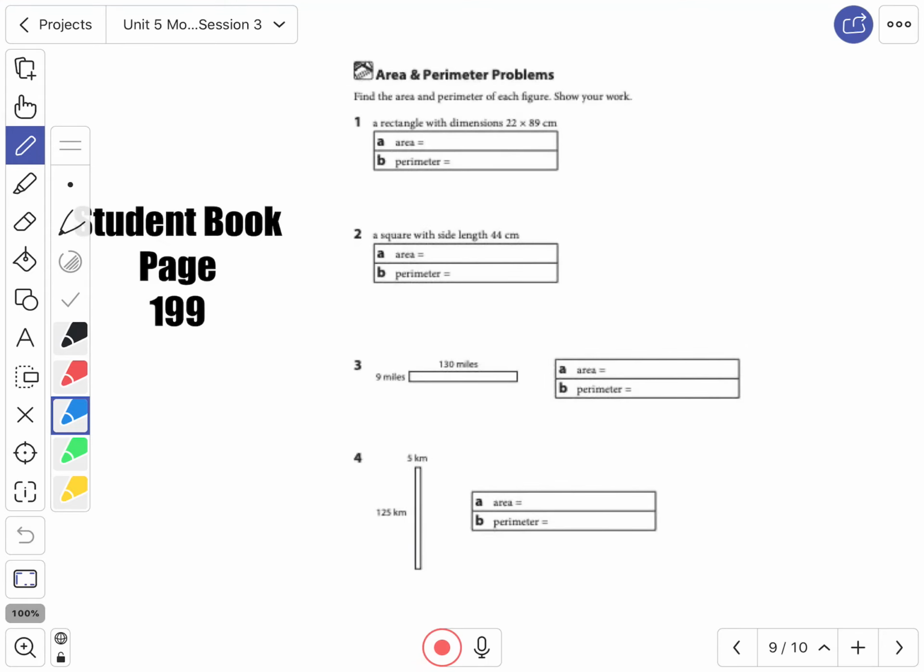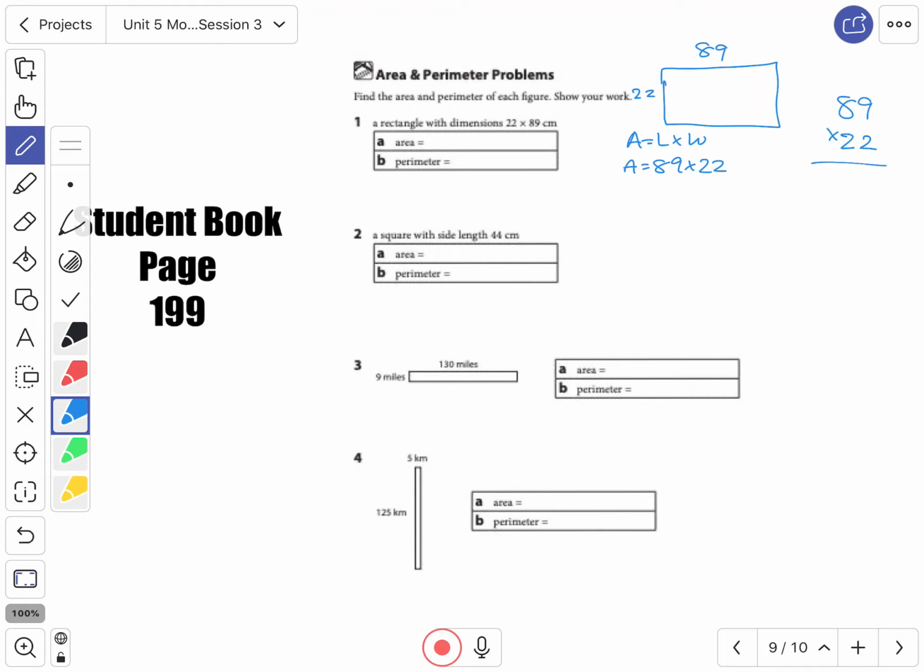And then for student book page 199, so I know there's a lot of student book pages here. I'm going to do the first one with you. A rectangle with dimensions of 22 times 89. We have to solve area and perimeter. It's always good to draw a picture, right? 22 and 89. Area. When you're solving for area, it's length times width. So the area equals 89 times 22.